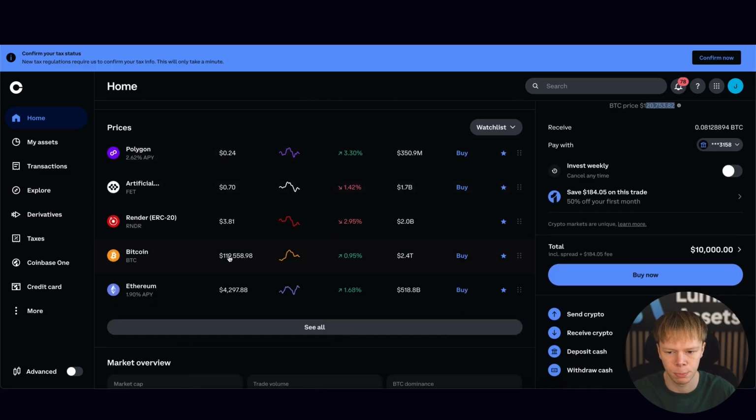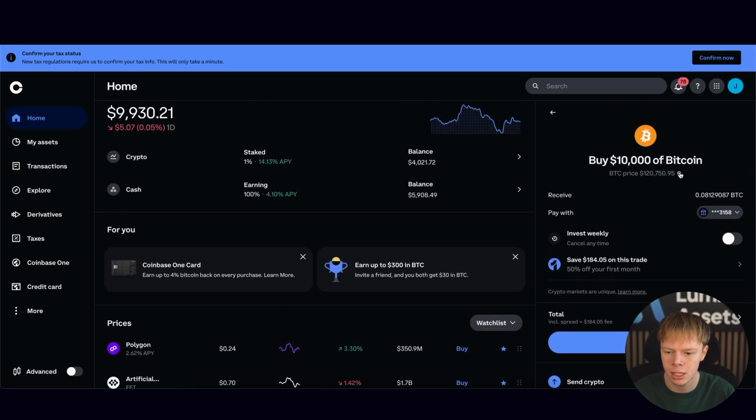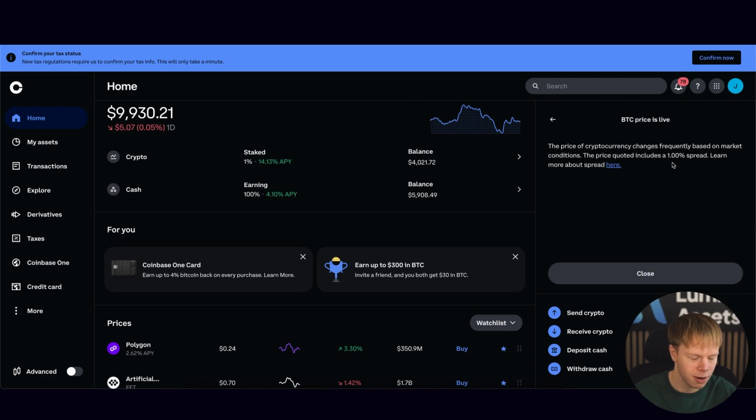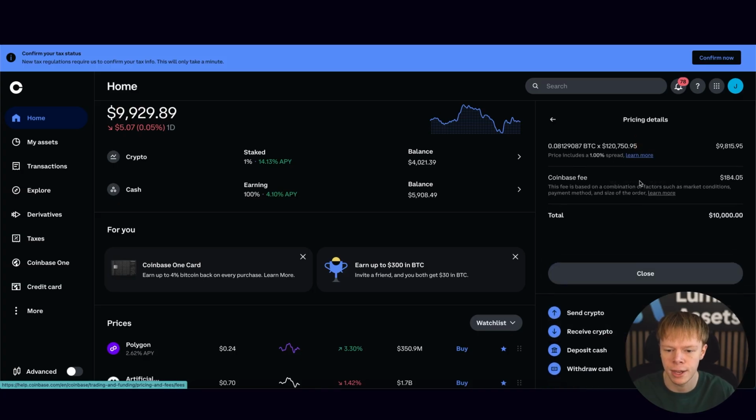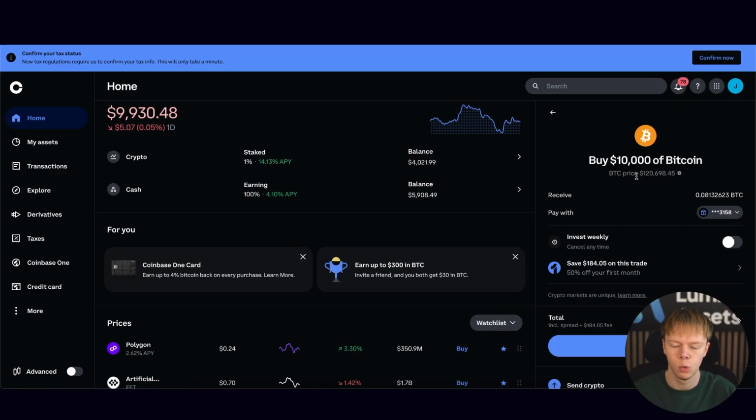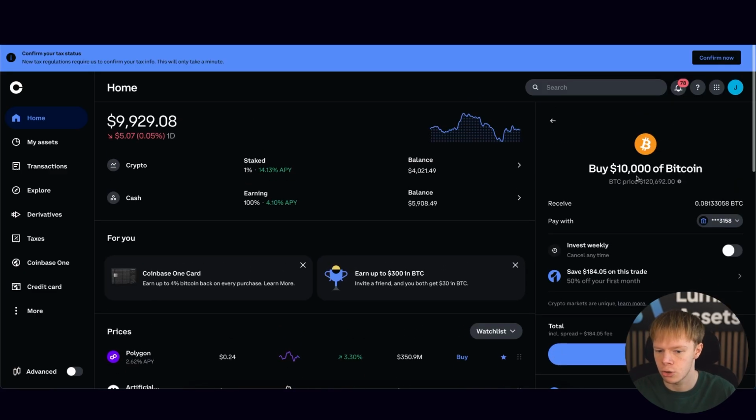When we review my order, you'll see that I'm paying a price of $120,749, despite the actual price of Bitcoin over here being $119,558. The reason why is because this price right here, and they show it very, very small, includes a 1% spread, meaning you're overpaying by 1%. And on top of that, you are paying a 2% fee over here, which is $184, which means that we are essentially losing roughly $300 on this trade.